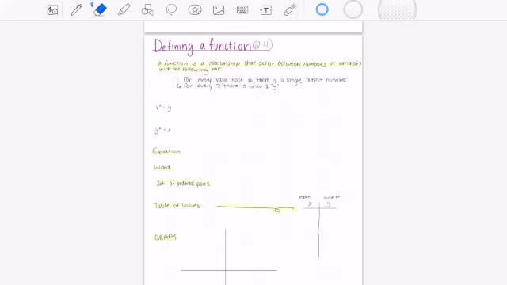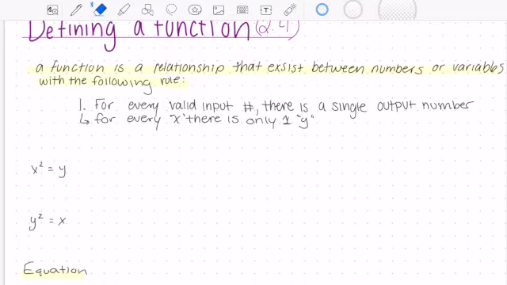Okay, so this next portion, we're going to be talking about what we define a function as and how we can represent functions using different kinds of models. So defining a function, we need to understand what a function is. And it is a relationship that exists between two numbers or variables with the following rule. And that rule is really important for defining a function over a different kind of relationship.